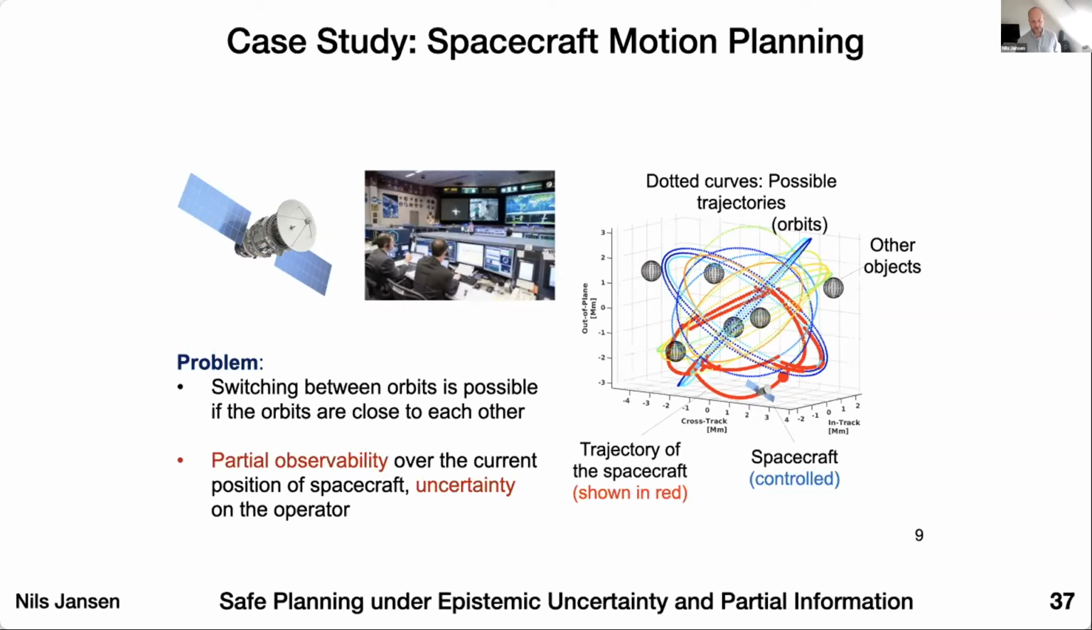What the satellite can do, it can switch orbits, go to other trajectories here, but this consumes fuel. So what we want is the satellite to orbit the Earth without having to change too often, yeah? Then we have partial observability over the actual position of the spacecraft. We have uncertainty on what the operators will do if we advise them to switch. We have uncertainty about the exact positions of the objects. So a lot of things are uncertain here, which you can probably imagine. We will model this as an uncertain POMDP, and we will compute results, as we will see in a minute.